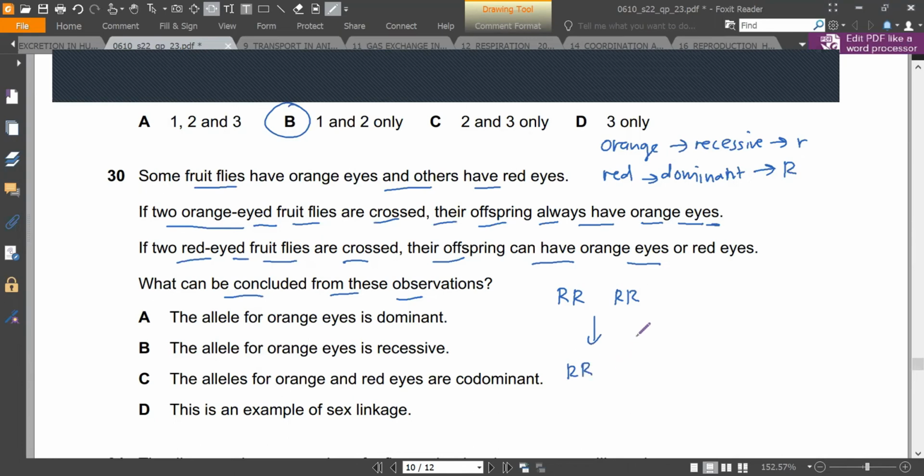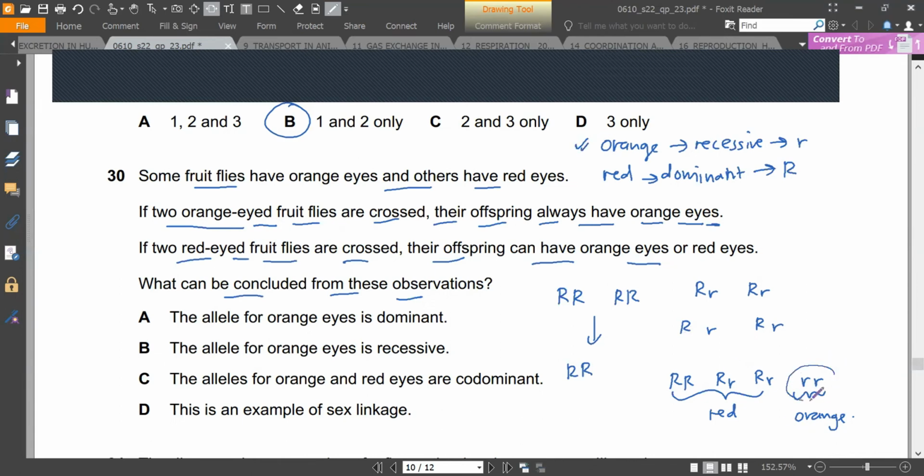No problem. But let's say we have this situation here, crossed together. We will get this possible outcome: this will be red, and this will be orange. This is how we know that orange will be recessive, because you need two orange together to get orange. So the answer will be A, orange eyes is recessive.